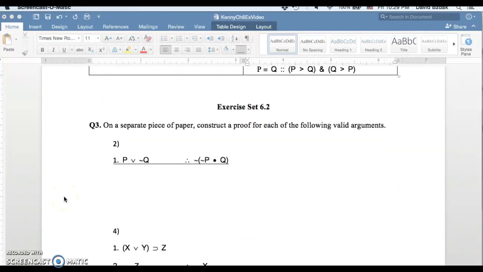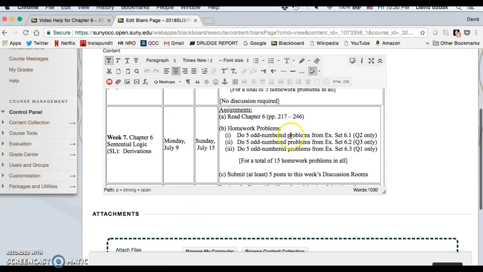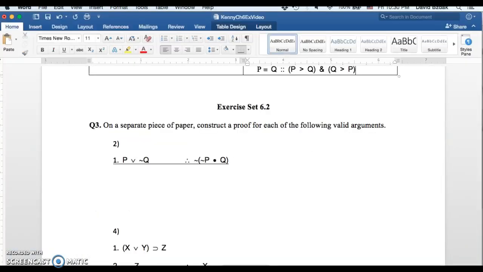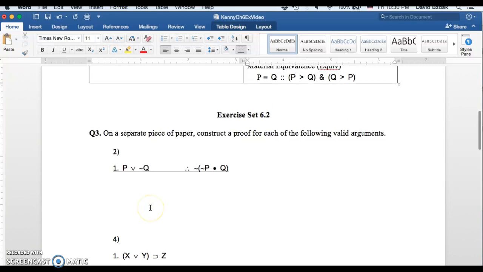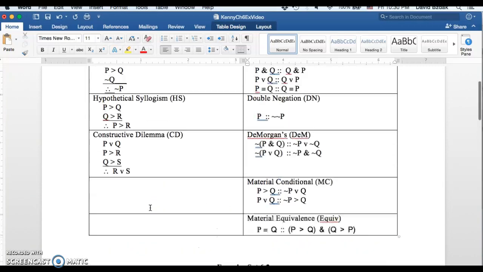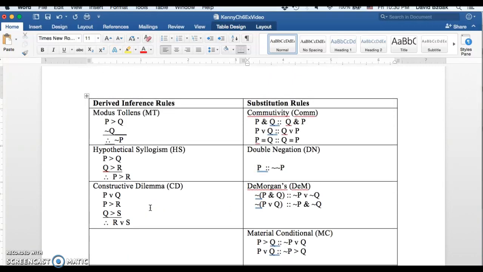This is exercise set 6.2. Since the odd numbered, let me check that. Yeah, odd numbered problems are due for homework. So I'm going to do some of the even numbered problems. Chapter 6 introduces some new rules aside from the elimination and introduction rules.